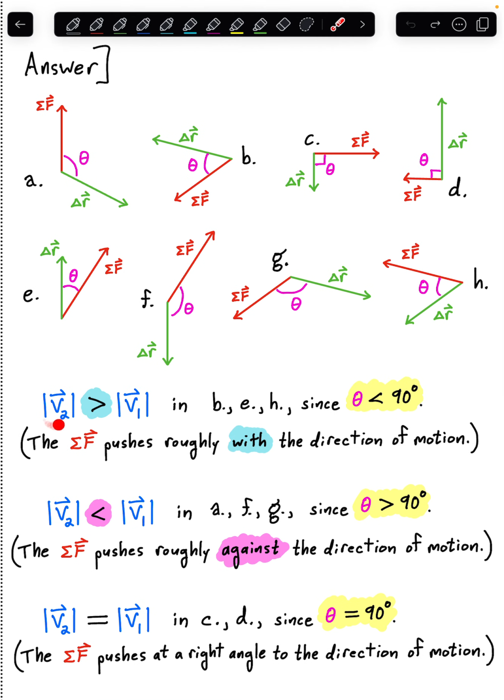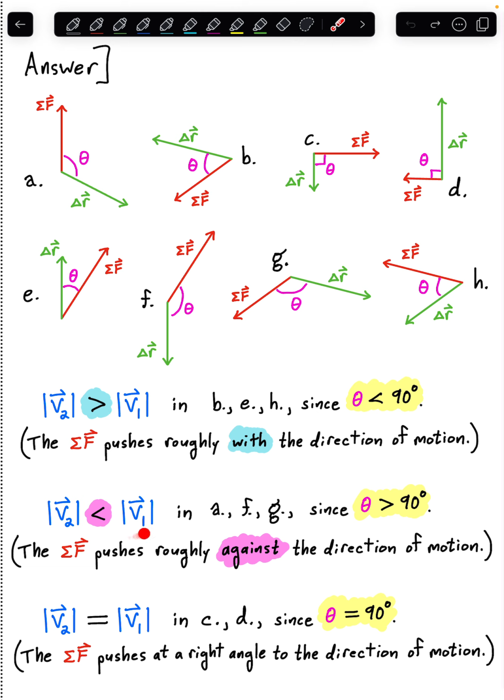The final speed will be greater than the initial speed in cases B, E, and H, since those cases have an angle between net force and displacement that is acute, meaning that the net force pushes roughly with the direction of motion, speeding the object up overall between those 2 moments.